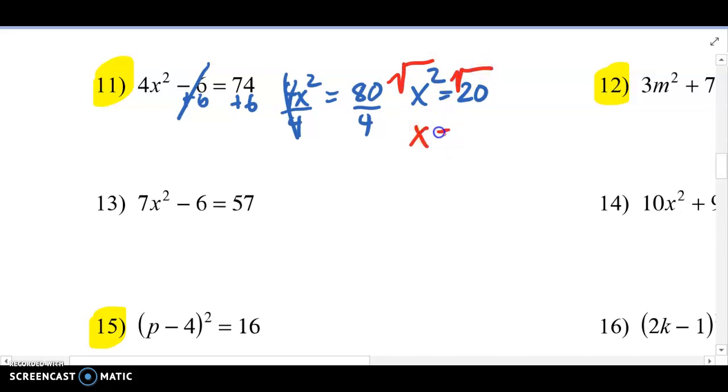So x equals the square root of 20. It's not a perfect square, so we're going to punch that in our calculator. Let's write plus or minus. Anytime you take the square root, it's plus or minus, positive or negative. Punch that in your calculator. You should be getting 4.5.